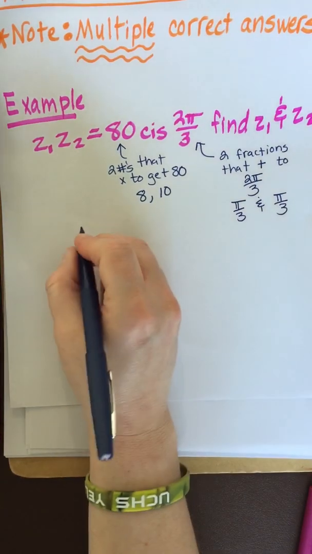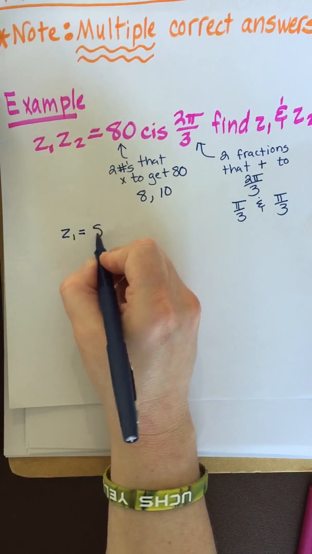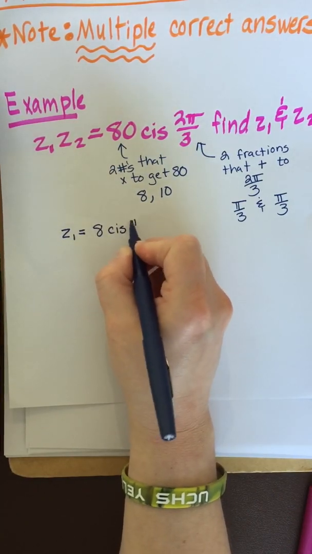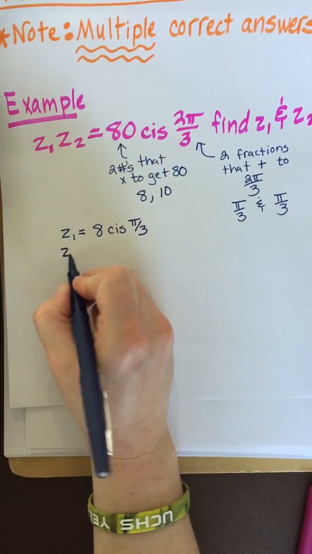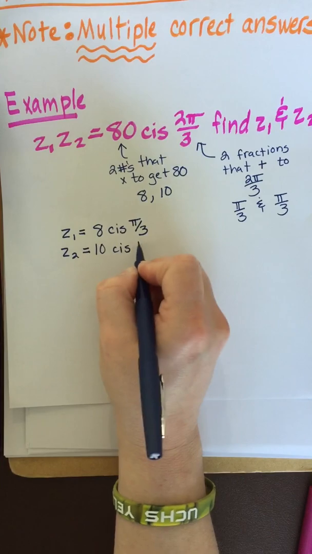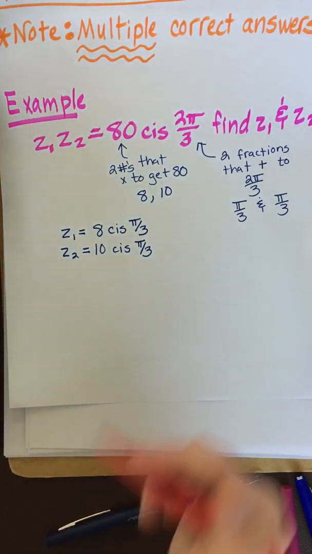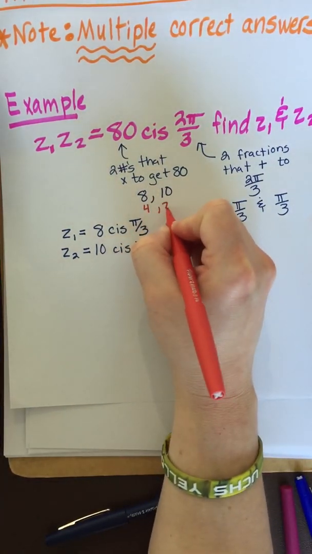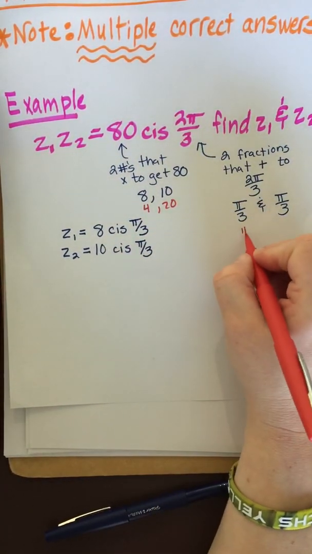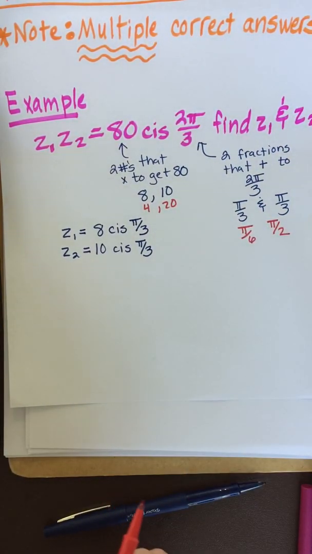So, for Z1, it could be 8 cis pi over 3. And for Z2, it could be 10 cis pi over 3. But like I said, there's more than one right answer. I could have done 4 and 20, and I could have used pi over 6 and pi over 2, and that would have also worked, right? Moving right along.